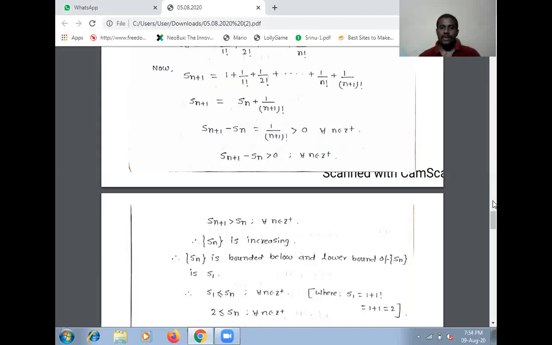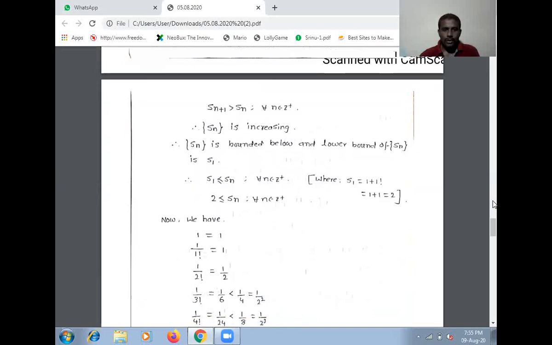S1 అనేది అనుక్రమం Sn యొక్క దిగువ హద్దు అవుతుంది. So now S1 less than or equal to Sn. But we know S1 from the sequence. S1 equal to what here? 1 plus 1 by 1 factorial, which means 1 plus 1 equal to 2. So the first term of the sequence is 2. The first term we denote by S1, so S1 equal to 2. So 2 less than or equal to Sn for all n belongs to z plus.